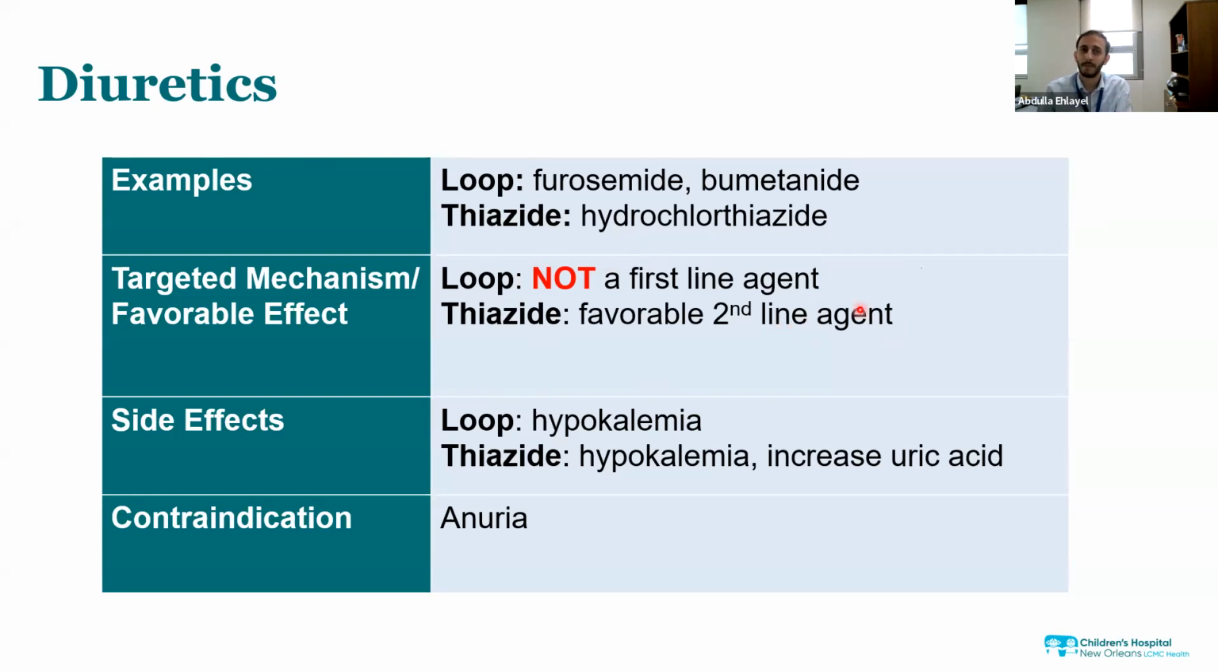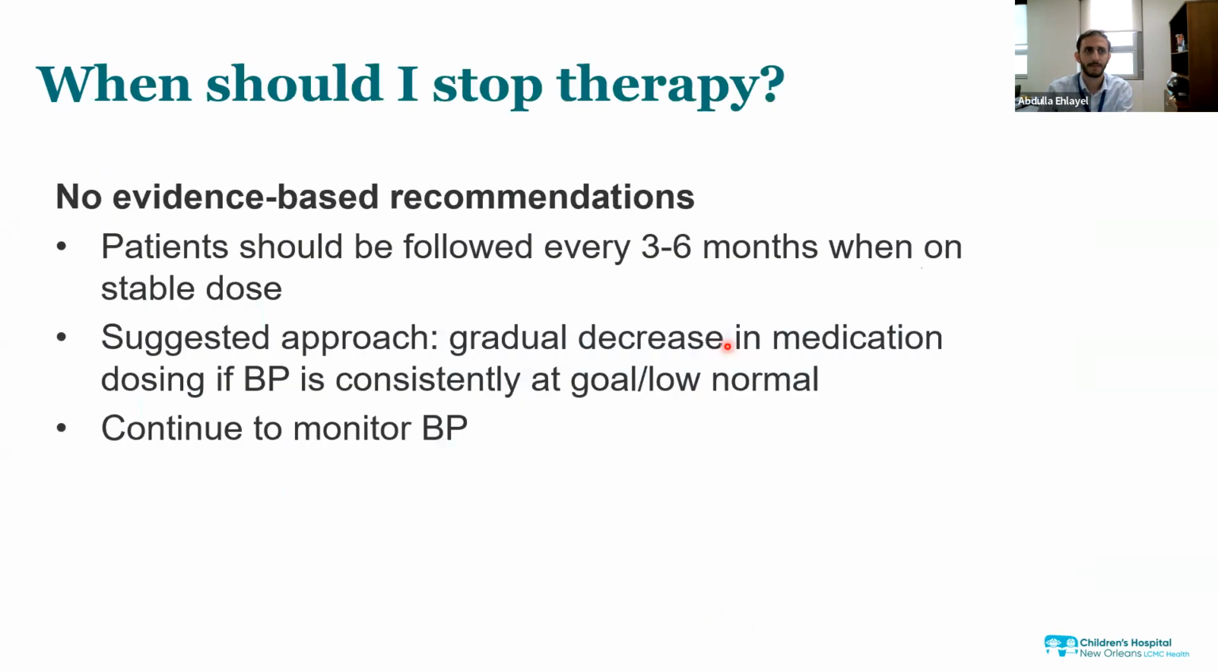Especially if the patient has primary hypertension. You talk with them about their diet, if they eat a lot of salt. Thiazide diuretics are a good choice. Side effects are mainly on electrolytes. They can cause hypokalemia. Thiazides increase the uric acid. Of course, if the patient is anuric, this is not going to be beneficial. But then the last slide is, when should I stop therapy? There are no evidence-based recommendations.